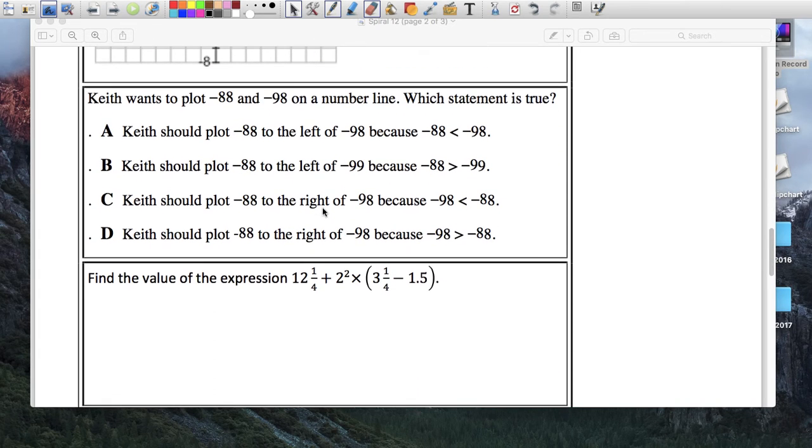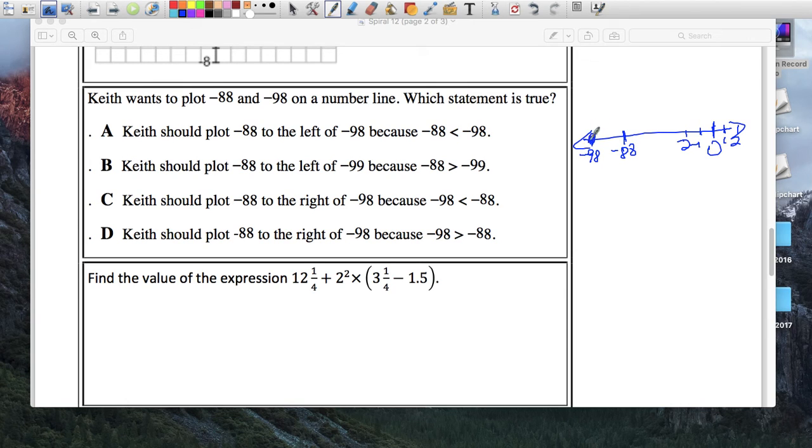Next. Keith wants to plot negative 88 and negative 98. So why don't I do that before I even read the question? Again, if this is 0, I'm going to start counting: that's 1 on that side, 2, and so forth. This would be negative 1, negative 2, negative 3. I'm not going to do a little thing all the way, but negative 80, 81, 82, 83, negative 88 is going to come first. I keep counting, negative 90, 91, 92, 93, and negative 98 is going to be here. So on a number line, negative 88 will be here, and negative 98 will be here.